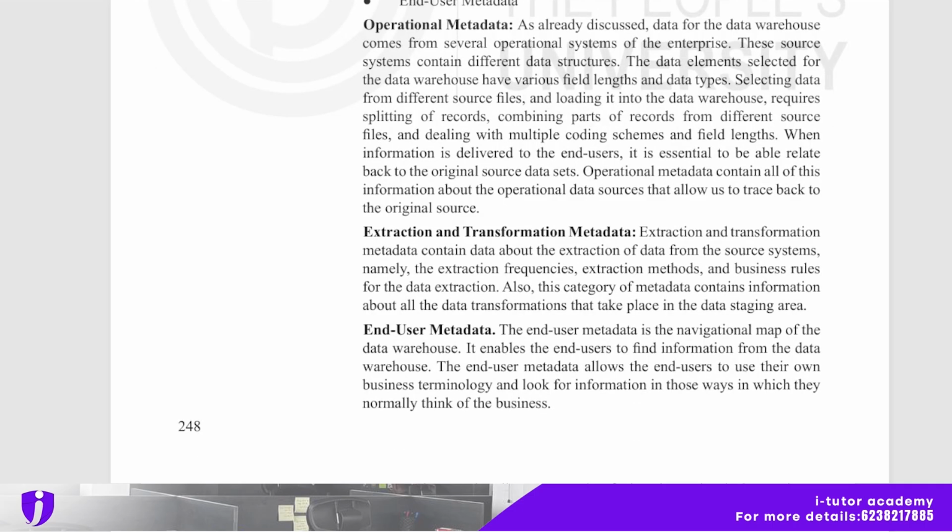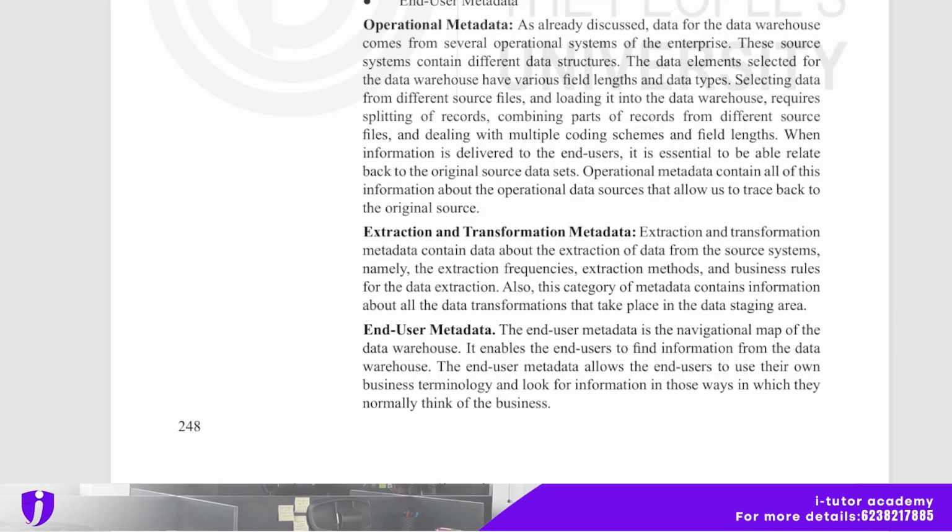Operational metadata. As already discussed, data for the data warehouse comes from several operational systems of the enterprise. These source systems contain different data structures. The data elements selected for the data warehouse have various field lengths and data types. Selecting data from different source files and loading it into the data warehouse requires splitting of records, combining parts of records from different source files, and dealing with multiple coding schemes and field lengths.